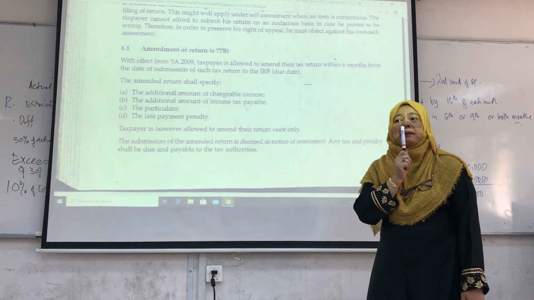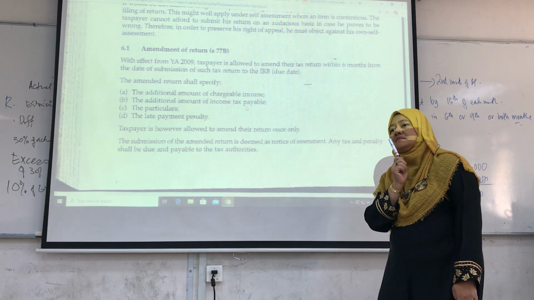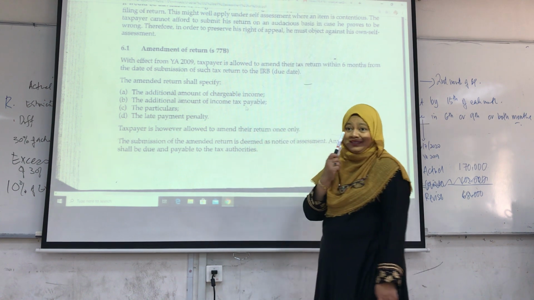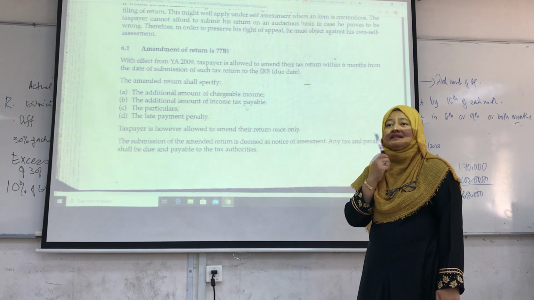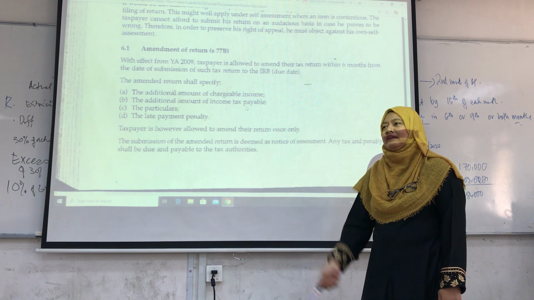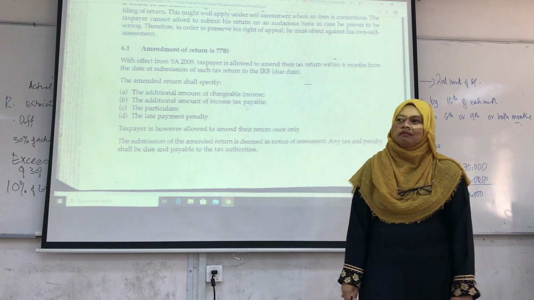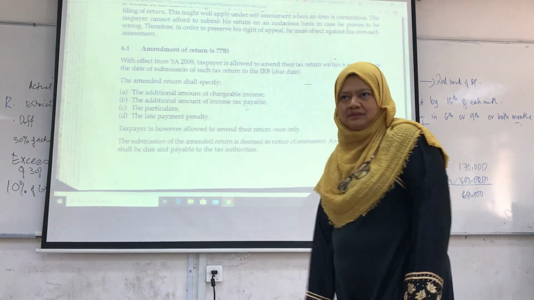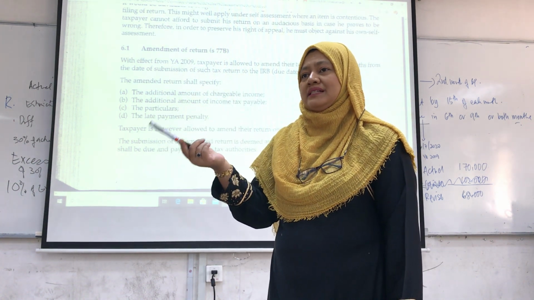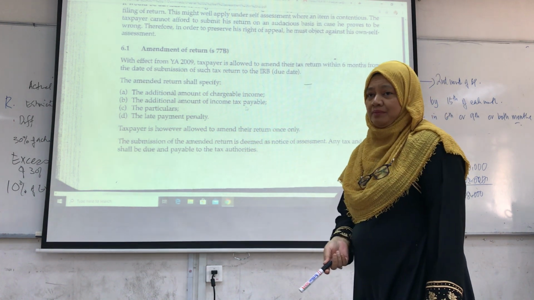So of course you can amend, but the amendment should only result in a higher tax liability. It means that there is unreported income, for example, you have not declared your business income from business 2. Because of that, you will have a higher chargeable income. There is an increase of chargeable income, so there is an additional amount of income tax payable.